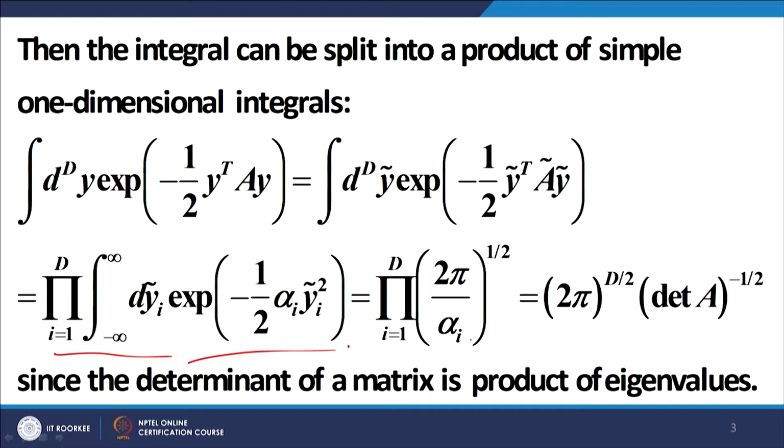So, we have the product of 2 pi to the power 1 by 2 corresponding to each integral. So, there will be d factors of 2 pi to the power 1 by 2. So, that is 2 pi to the power d by 2, and in the denominator we will have a product of alpha 1, alpha 2, alpha 3 up to alpha d to the power 1 by 2. Now, the product of these eigenvalues in the denominator is nothing but the determinant of the matrix A. So, we can write this whole expression as 2 pi to the power d by 2 determinant A to the power minus 1 by 2, because it is in the denominator.